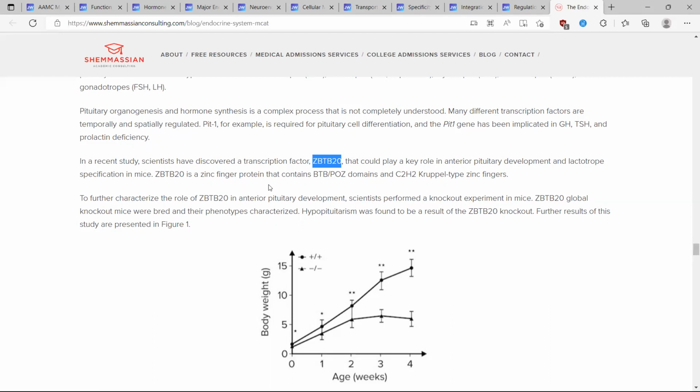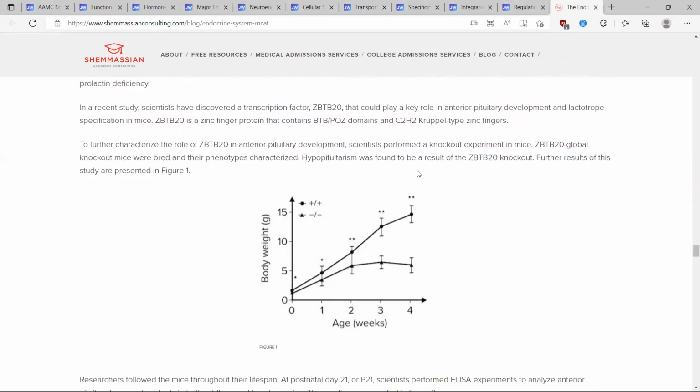ZBT is a zinc finger protein that contains these domains and C2H2 Kruppel-type zinc fingers. So all of this stuff is just there to throw you off. It's real, but you don't need to understand what they're talking about to understand the trends in the data and the questions.